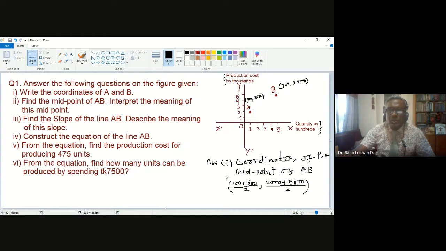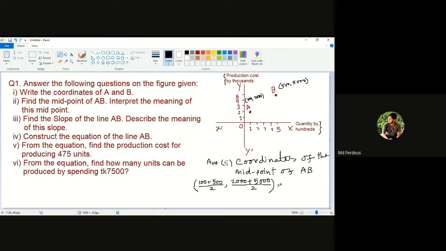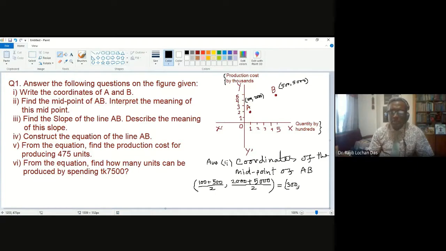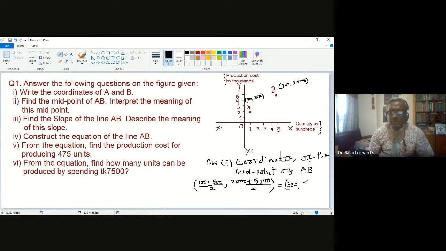So you do the calculation. What is the answer you are getting? The answer will be 300 comma 3,500. Correct. So this is the middle point.